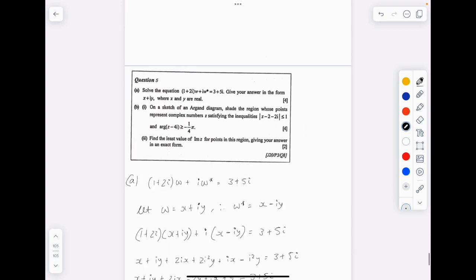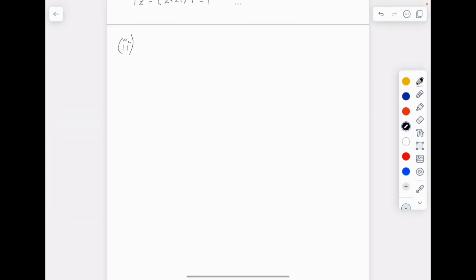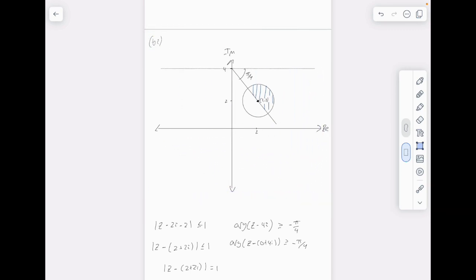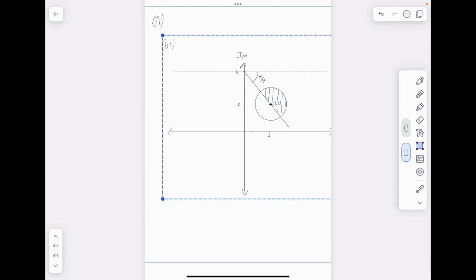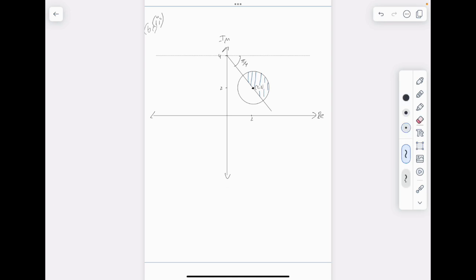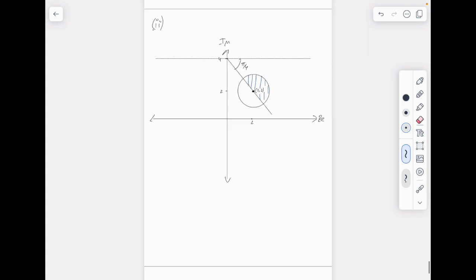For part ii it says find the least value of the imaginary part of z for points in this region. Right. So how do we do this? The way we go about it is I'm going to copy this Argand diagram and bring it onto this page. Okay, I'm going to get rid of part i because we want part ii now. Now from here, it's just a case of seeing what we can do.